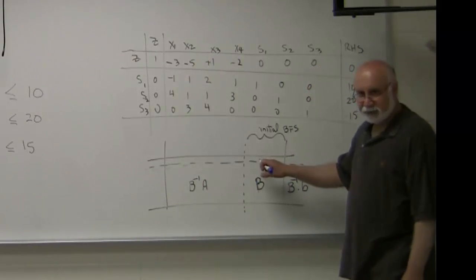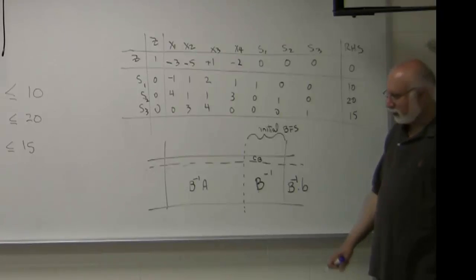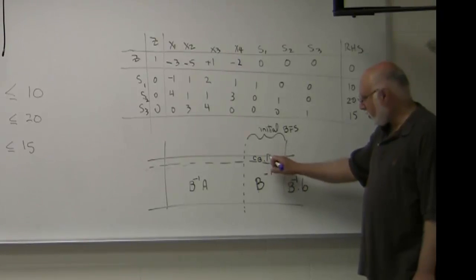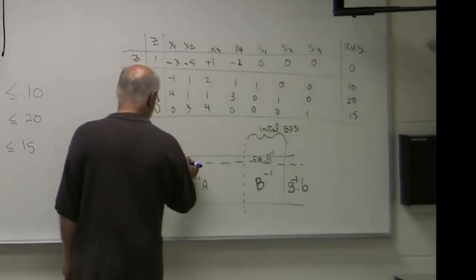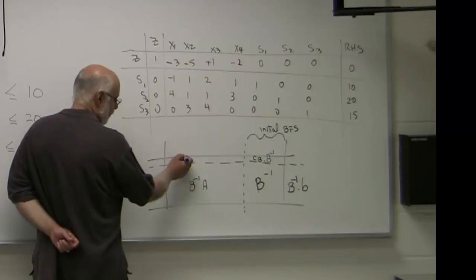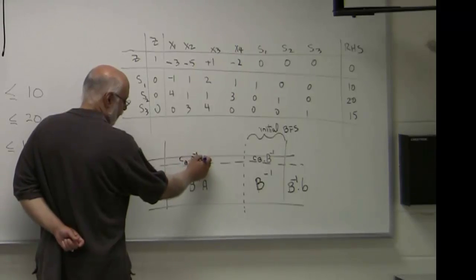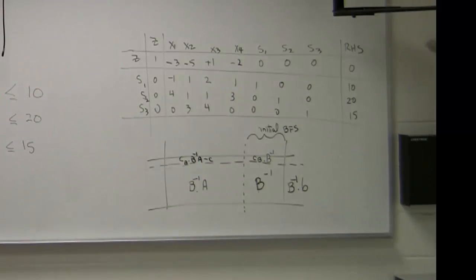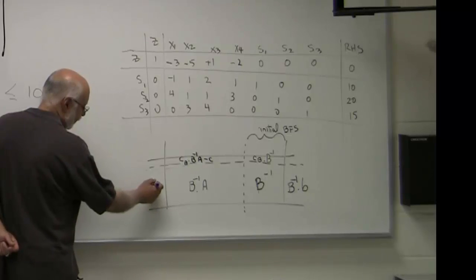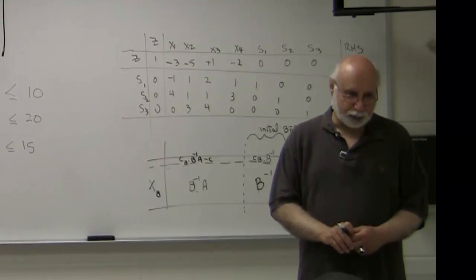That location is CB B inverse. These are all matrix products. This location is CB B inverse A minus C. And in here, you would have the XB, the set of basic variables that you are introducing.